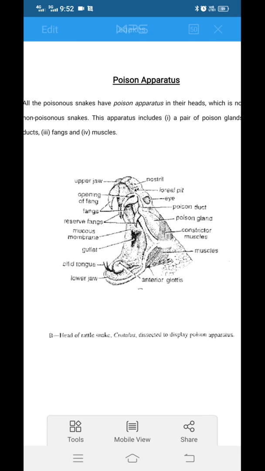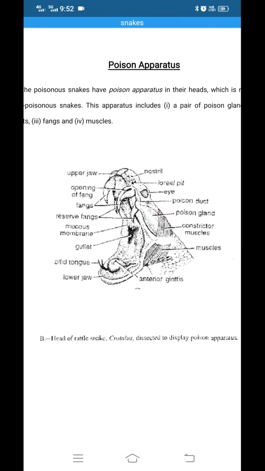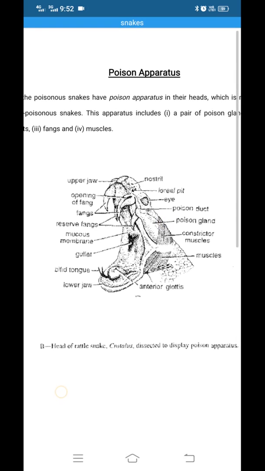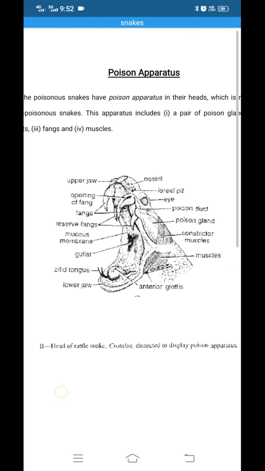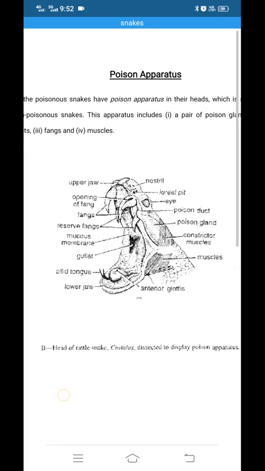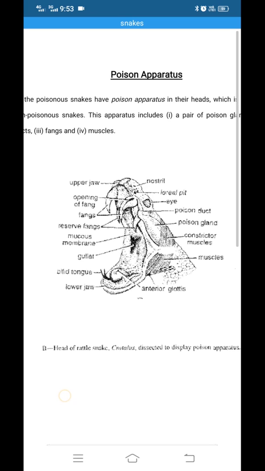So this was about the Solenoglyphous fangs. Now the next are Proteroglyphous fangs, which is found in the case of kraits, cobras, coral snakes, and sea snakes. In these types of snakes, the fangs are usually small, and again, these are at the front of maxilla, same as the case of Solenoglyphous. But the difference is these Proteroglyphous kinds of fangs are permanently erect, these are not movable, and these fangs are grooved all along its anterior face.